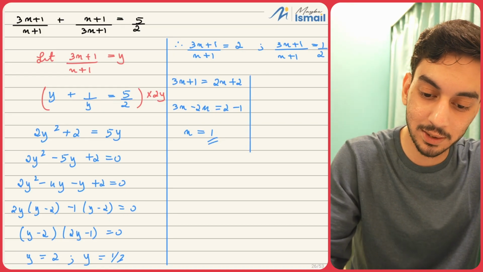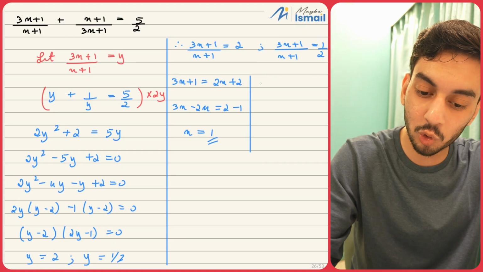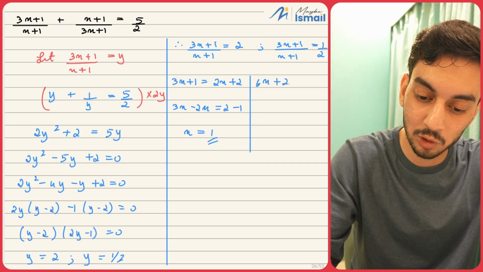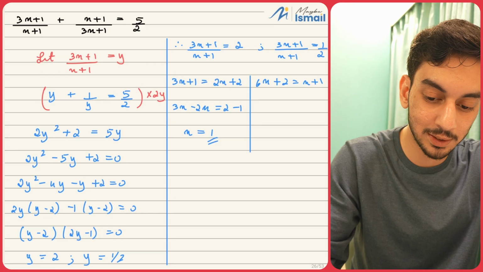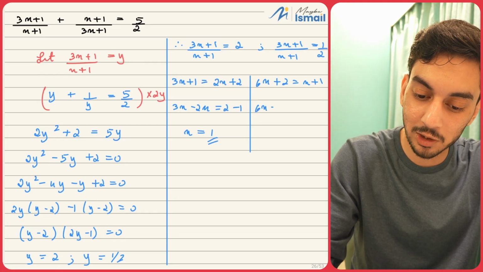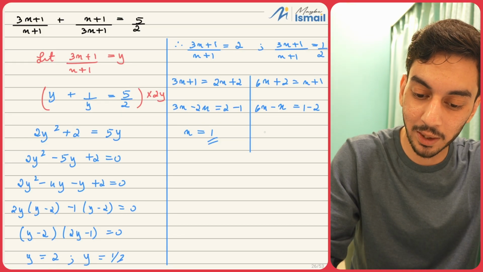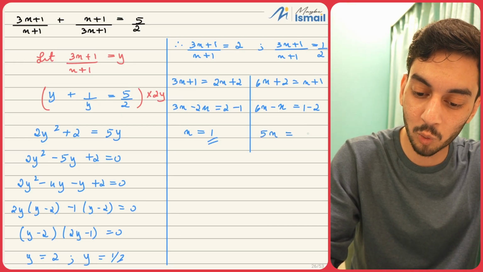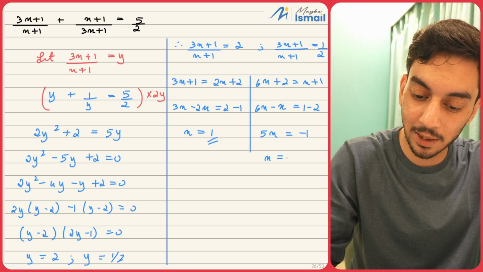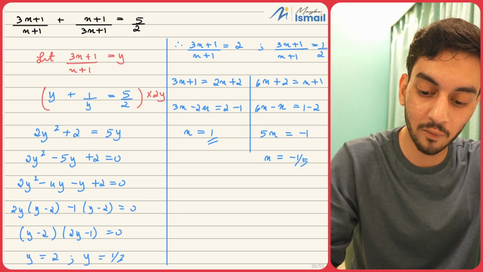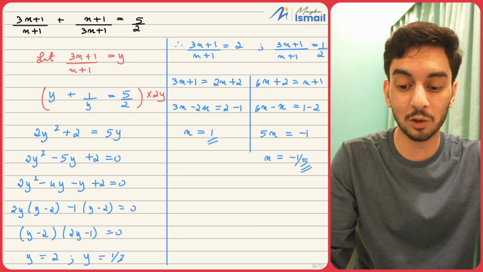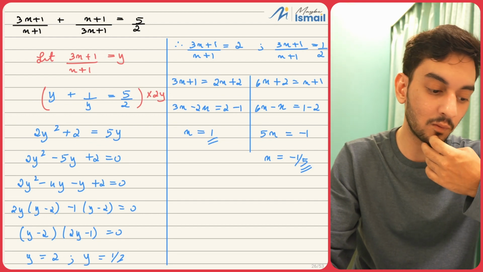For the other value, I'll just solve this part. So 2 goes to the other side, so 6x plus 2, x plus 1 goes to the other side, remains as it is. All the x's on one side, so 6x minus x is equal to non-x's on the other side. 6x minus x is 5x is equal to 1 minus 2 is a negative 1. Hence, x would be equal to negative 1 over 5. Those are the required answers, the two values of x, 1 and negative 1 over 5.